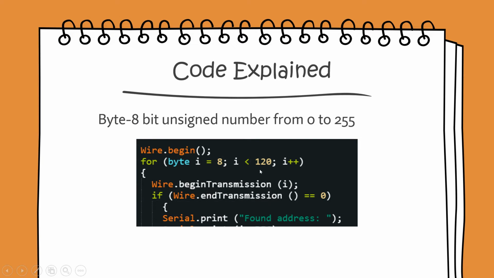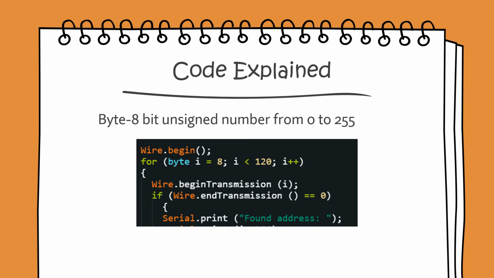So we are trying to begin transmission to each of these possible addresses one by one. So we are scanning the addresses. wire.beginTransmission basically queues up bits for transmission to that particular address. Now if that address is actually there, then this transmission will be successful. If the device doesn't exist, then the transmission would be a failure.